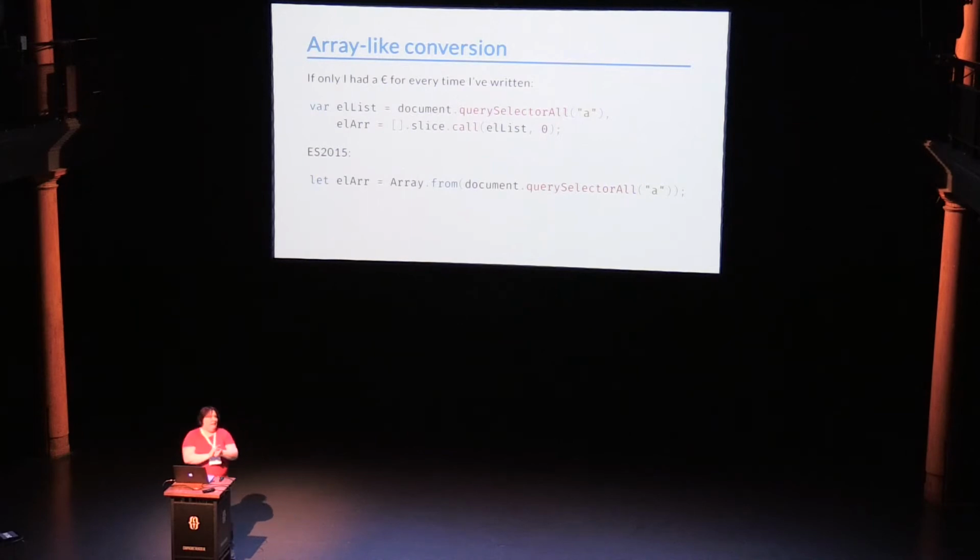If only I had €1 or $1 for every time I've written that top line of having to use slice.call. In ES 2015, there are improvements to the standard library. So for example, array.from, finally, I don't have to remember, is it slice, splice, or the syntax or any of that. I can just use array.from.